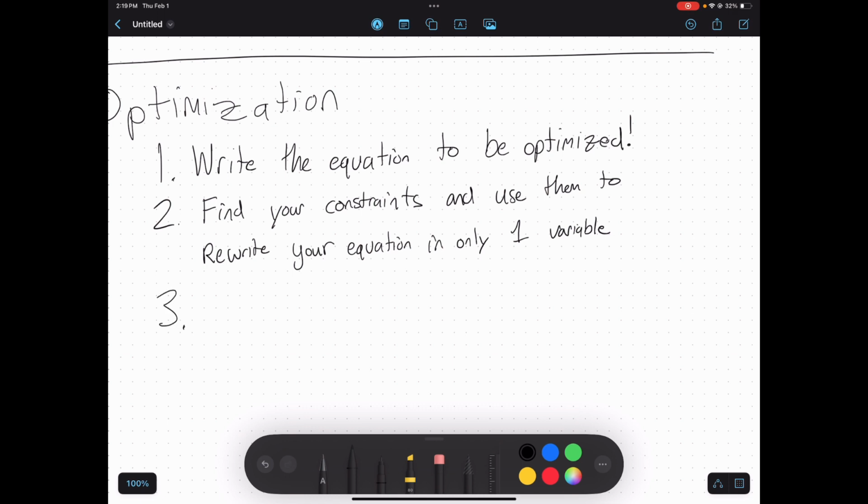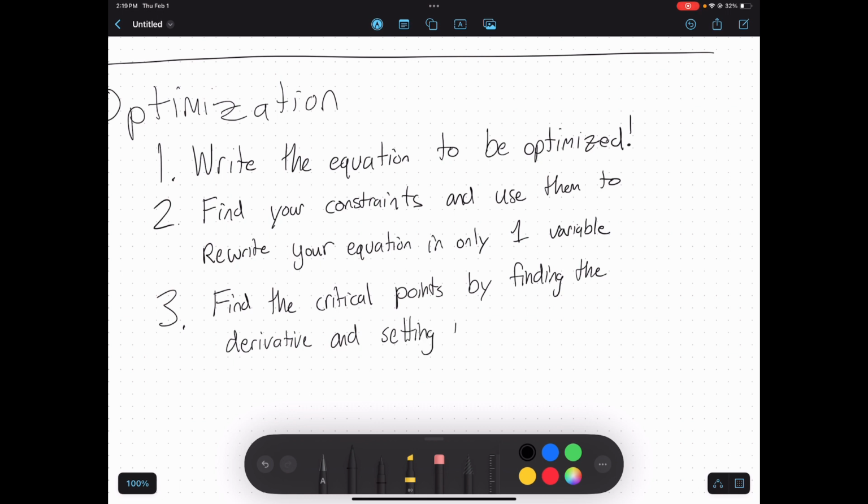Step 3, find the critical points. And this is the step that's the same as what we did in 2.1 and 2.2. Find the critical points by finding the derivative and setting it equal to 0. Okay, very nice.